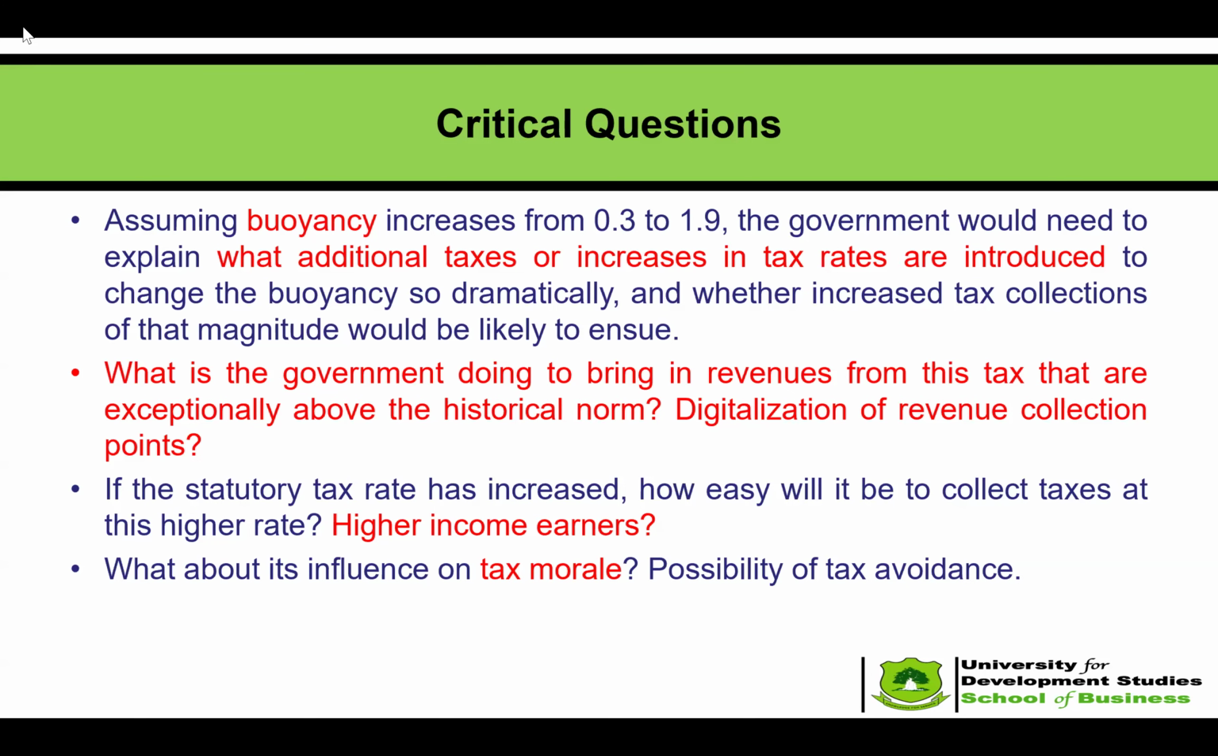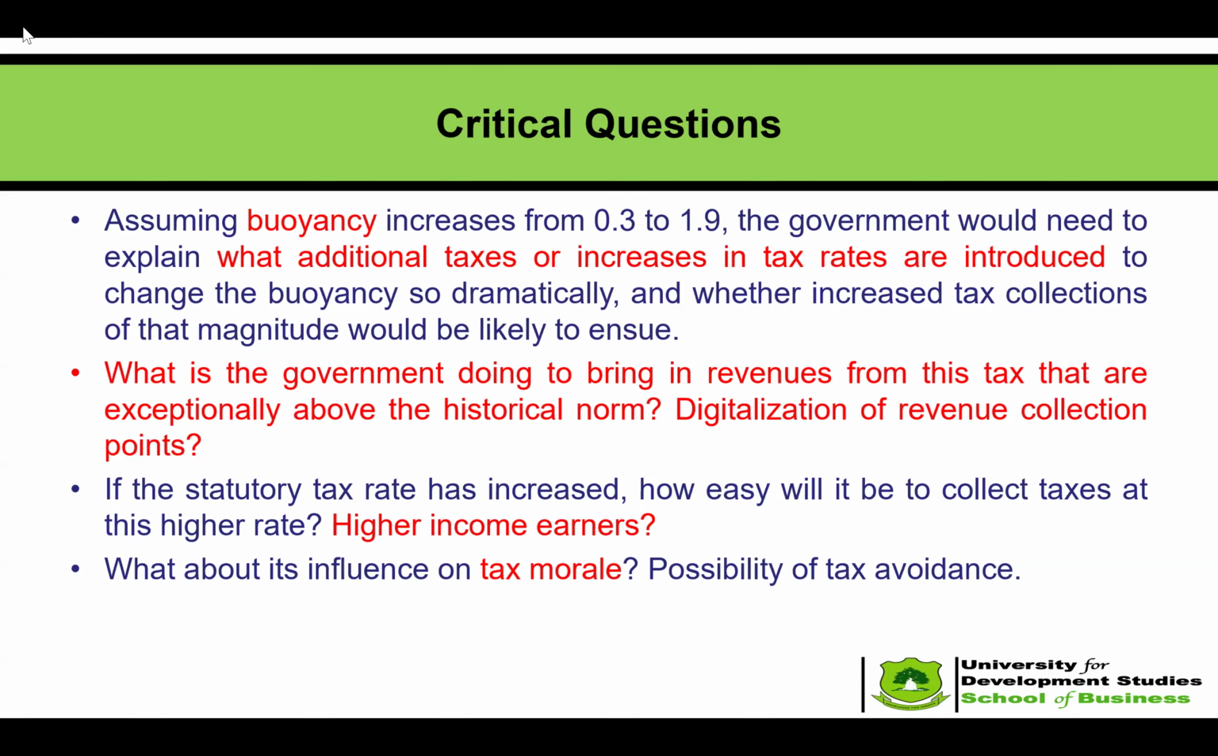And on tax morale, we are looking at the probability of us defaulting or dodging or avoiding tax if we get the opportunity. For instance, class rep, if no one is watching you, will you evade tax if you get the opportunity? Myself, I will avoid paying tax if I get the opportunity. So the possibility of avoiding or cheating on tax if you get the opportunity is called tax morale. So what will the government be doing about our tax morale?